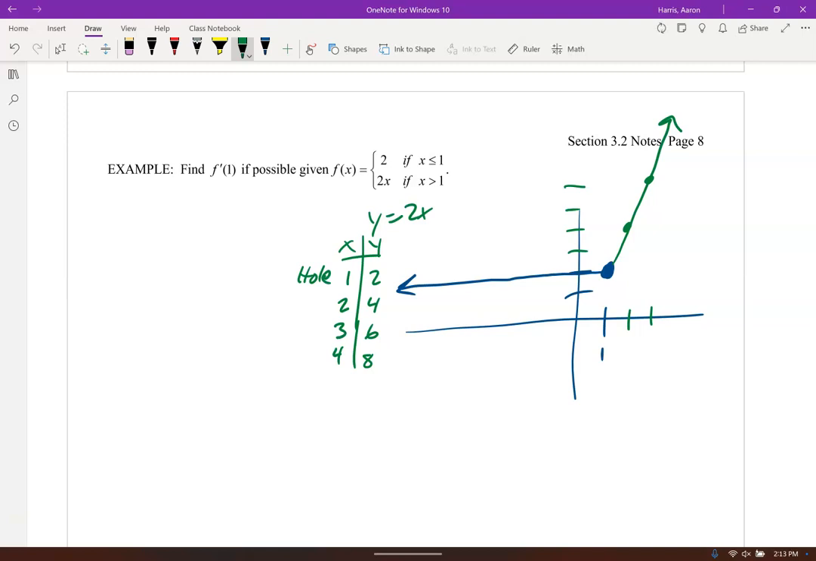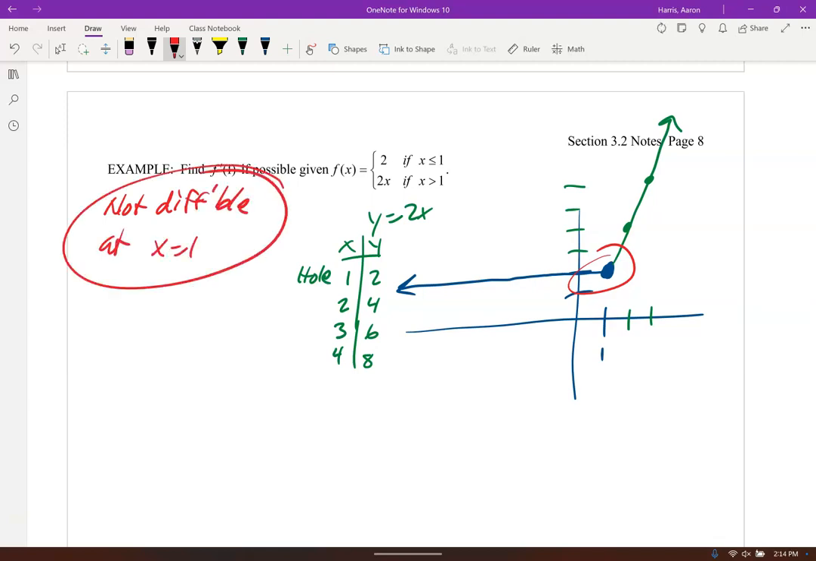And then it says find f prime at 1 if possible. Well, what do you notice from the graph? What do we have right there? Is it smooth and continuous? No, again, that's what you want to remember. It's got to be smooth and it's got to be continuous to be differentiable. It's not there. I've got this little corner. So the left hand and right hand limits are not going to agree there, and so it's not differentiable. Just from the graph, I can see that this is not differentiable at x being 1.